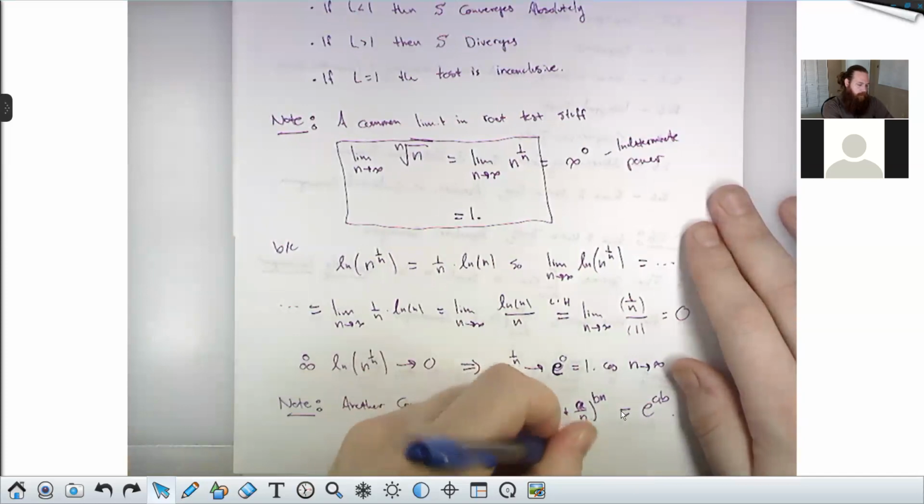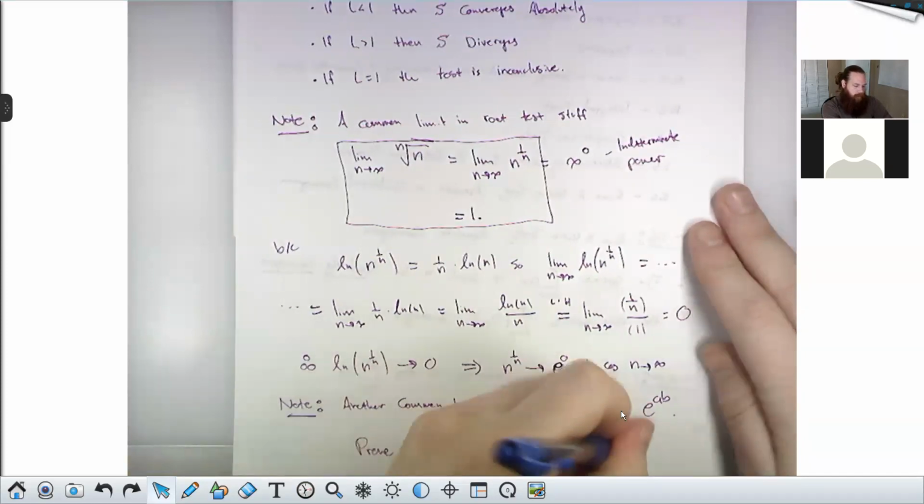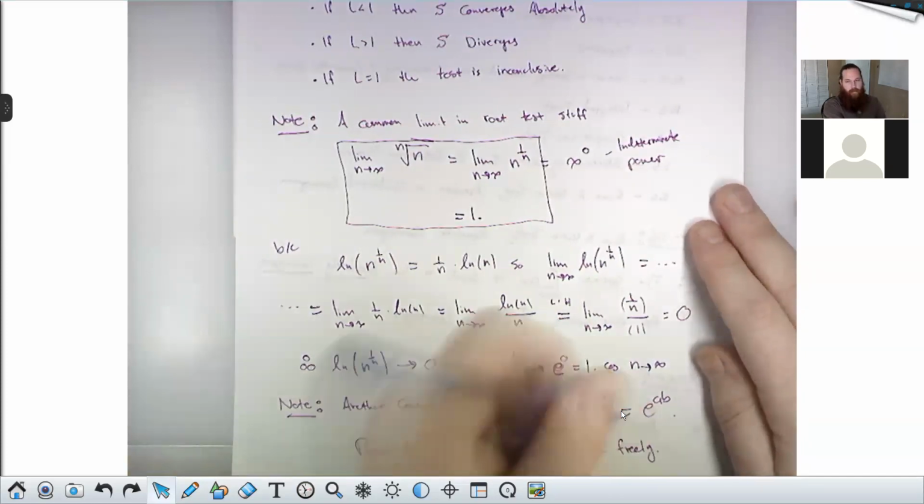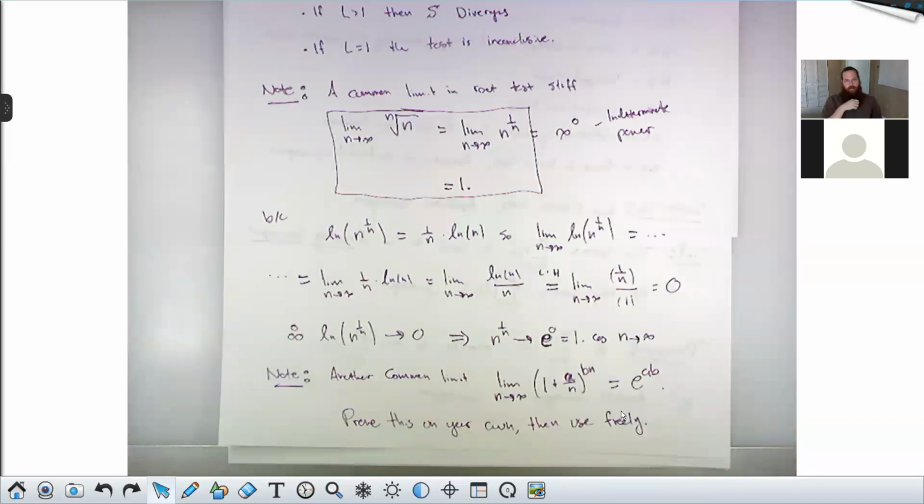Then use it freely. If you take the time to prove this e to the ab limit on your own, you'll remember it. And I don't require you go through and show work for this particular limit on the test. If you want to use this limit on the test, just use it.